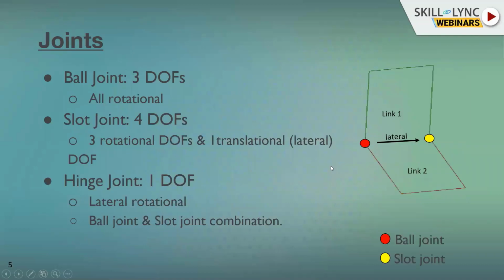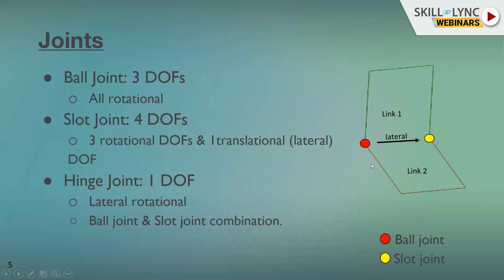Now let's look at the different joints which are possible. A ball joint, we all know, will have 3 rotational DOFs. All the translation DOFs are constrained when we have a ball joint defined between any two bodies. Now let's consider a slot joint. A slot joint will have 3 rotational DOFs and 1 translational DOF available. If you look at this figure comprising link 1 and link 2, the translation degree of freedom is available in this direction, so it only restricts 2 degrees of freedom. And a hinge joint has 1 degree of freedom available. No translation degrees of freedom are available, only 1 rotational degree of freedom.